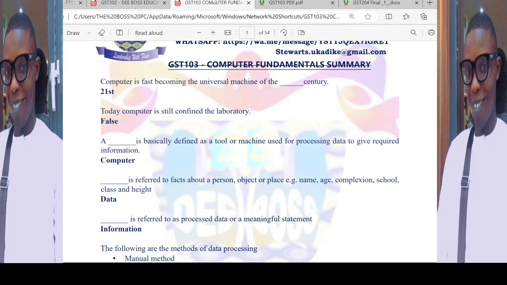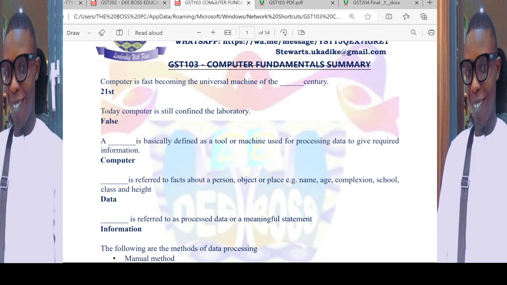Now, the first thing we were made to understand is that the computer is fast becoming the universal machine of the 21st century. We are currently in the 21st century and computers are becoming very much accepted. Is there any resistance against the use of computers anywhere in the world? I'll have to find out, because I don't think it's a case of people rejecting or embracing computers. It's a matter of whether they can afford the luxury, and whether they have the knowledge required to run a computer. I think that has always been the conversation.